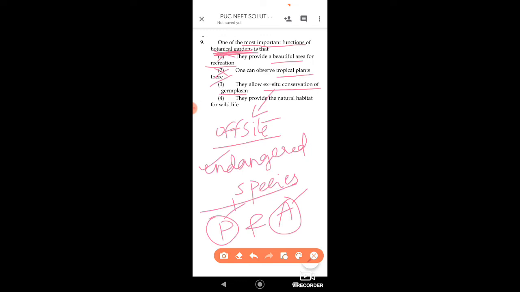Let me move to the 4th option here. They provide the natural habitat for wildlife. So this is not the important function. Generally wildlife will not be considered when we talk about botanical gardens. So you have to go for option 3, which is the correct answer.